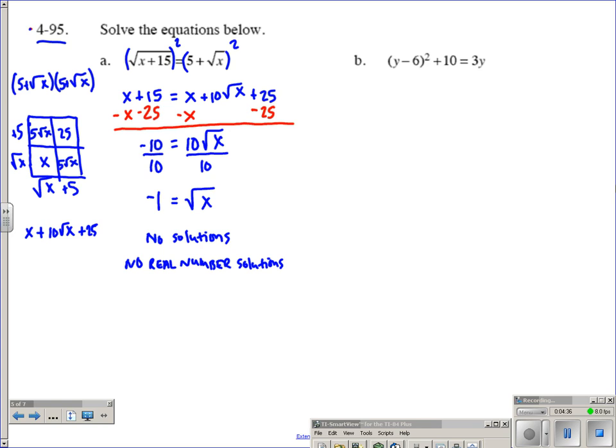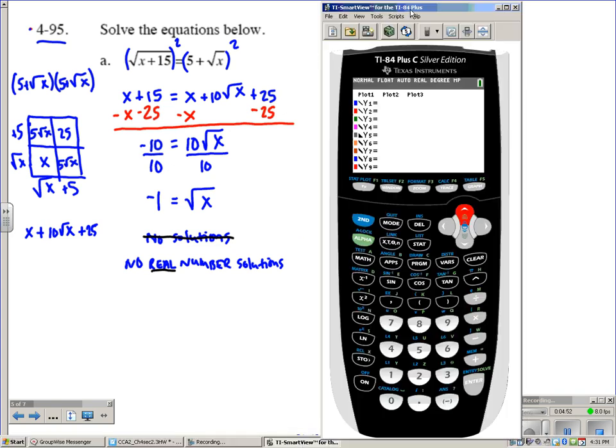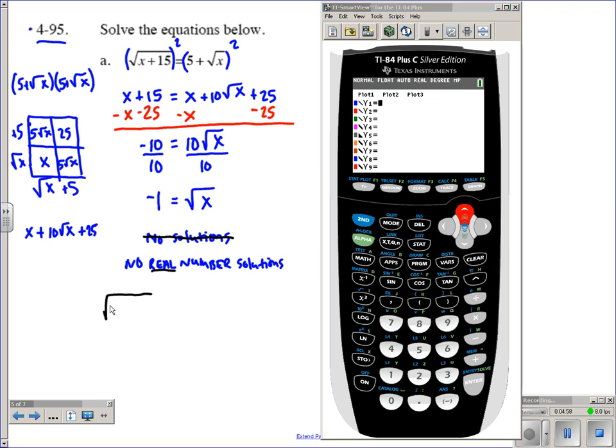So let's take that part out there, because let's say there's just no real number solutions, because there actually is a solution to this, but we haven't learned how to do that yet. Now, if we were going to graph that, or wanted to check that by graphing it, let's look at what our original equation was. We had the square root of x plus 15, and we said that equaled 5 plus the square root of x.